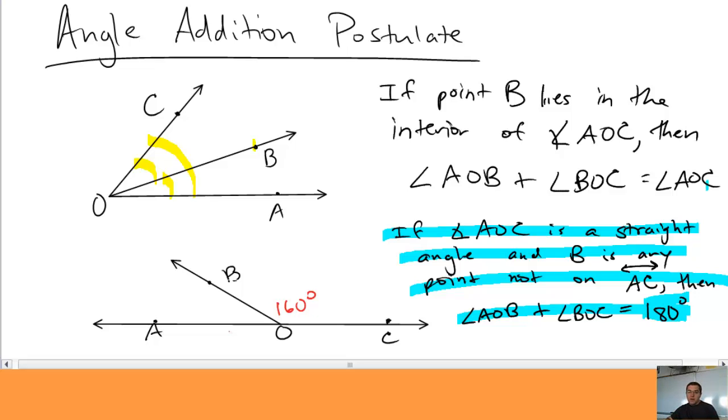Then I do know what angle AOB has to be, because angle AOB plus 160 degrees, because that's the measure of angle BOC, has to be 180 degrees. So that means angle AOB must be 20 degrees. Okay? Because adding it to 160 needs to give me 180.